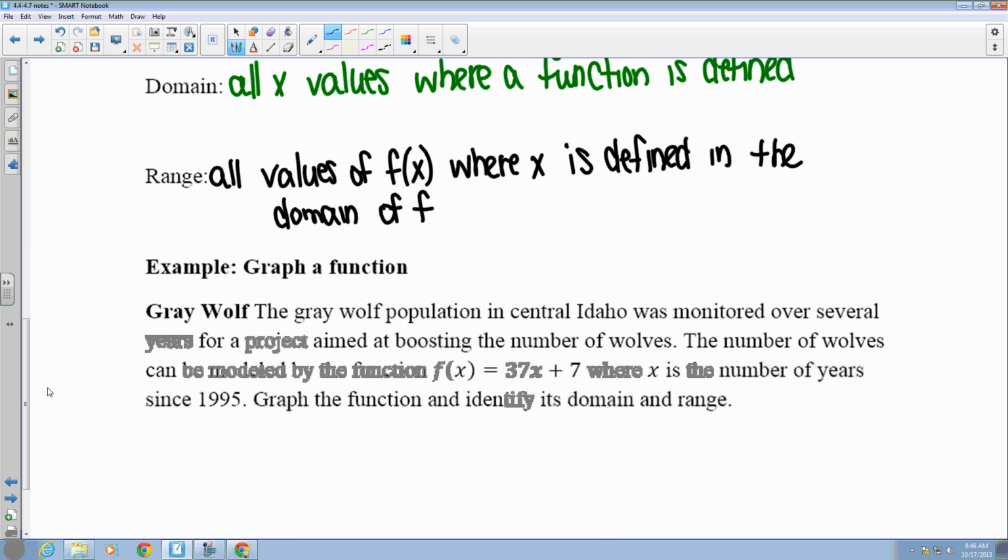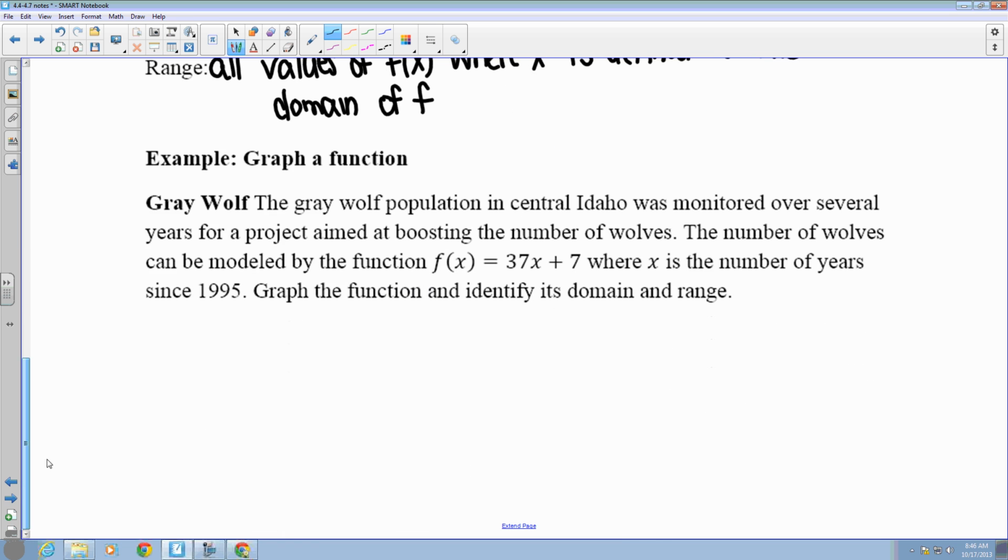Okay, graph a function. We have a gray wolf population in central Idaho. It was monitored over several years. The number of wolves can be modeled by the function f of x equals 37x plus 7, where x is the number of years since 95. Graph the function and identify its domain and range.